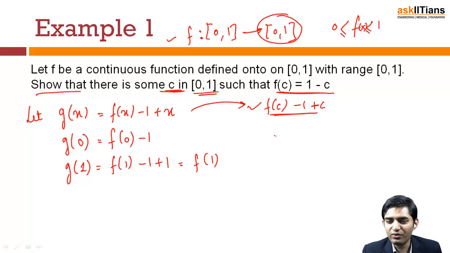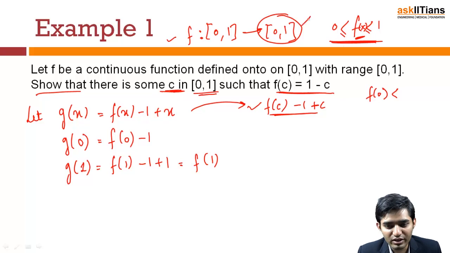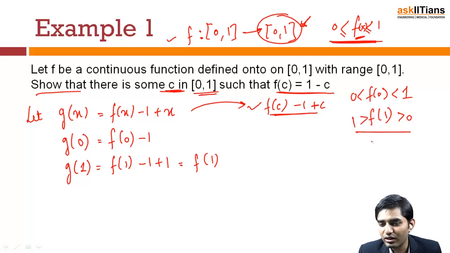Now see, if f(x) is between 0 to 1 always, what can I say? Whatever be the values of x, f(x) will always be between 0 to 1 because range is 0 to 1. Alright, so f(0) will be less than 1, I can say this, and also I can say that f(1) will be greater than 0. Basically f(0) will be between 0 to 1 and f(1) will also be between 0 to 1. So I am taking this part from here and this part from here.